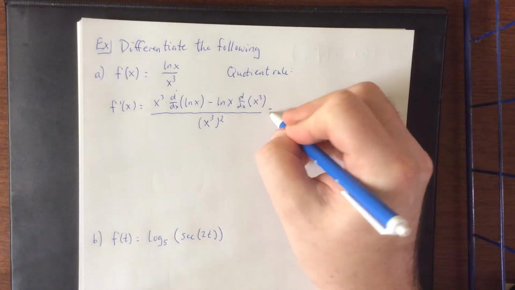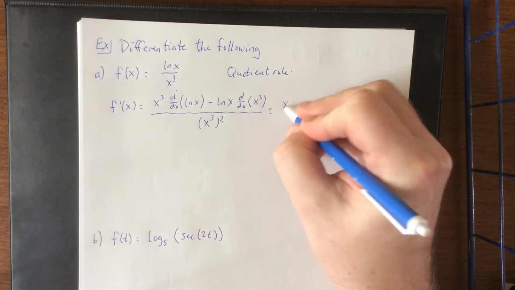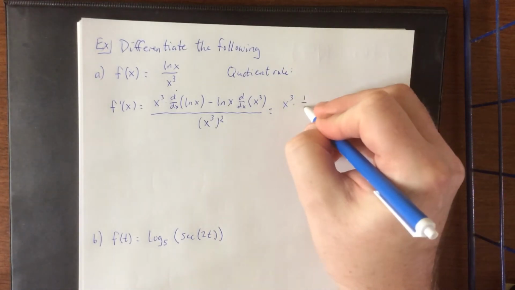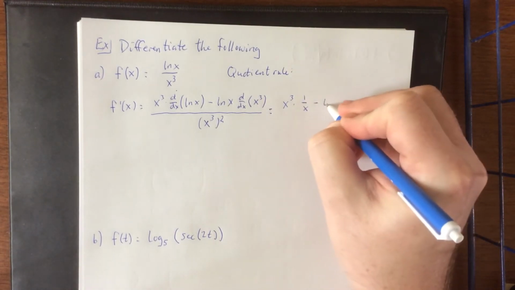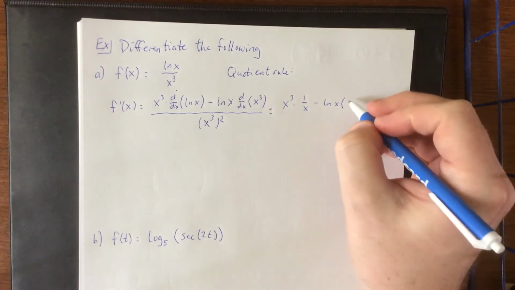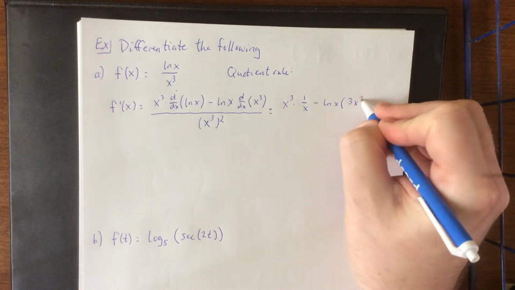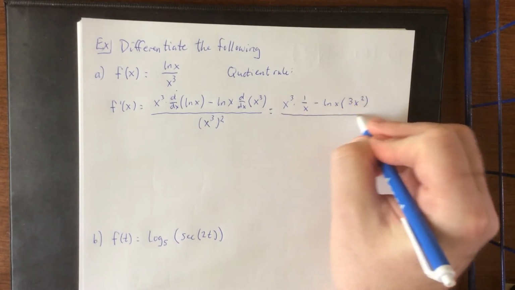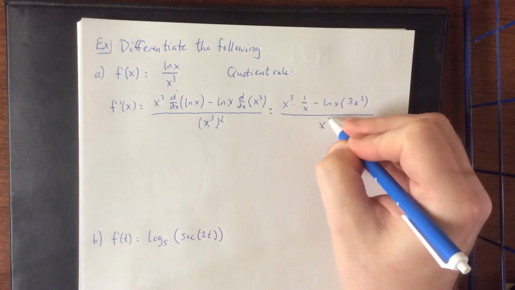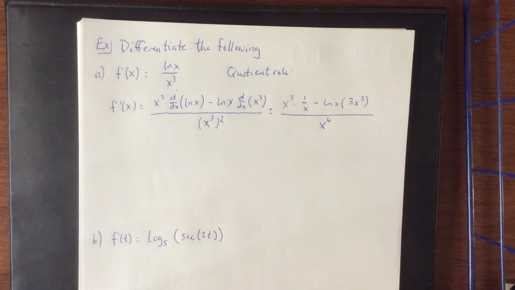So this will be x cubed times the derivative of the natural log of x with respect to x, which will be 1 over x, minus the natural log of x times the derivative of x cubed, that'll be 3x squared according to the power rule, over, if we square x cubed, that's x cubed times x cubed, that'll be x to the 6th power.